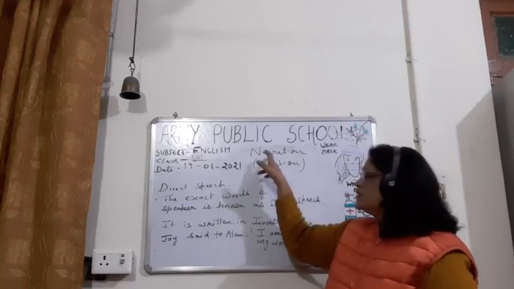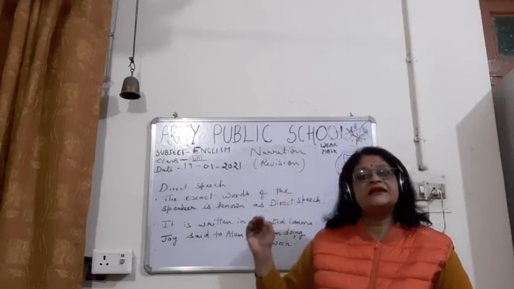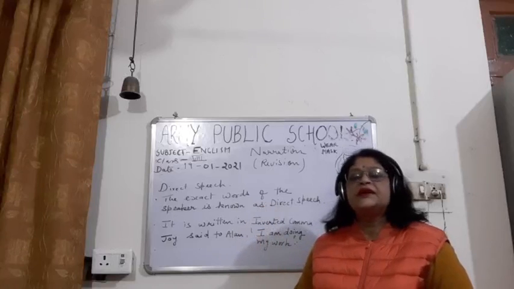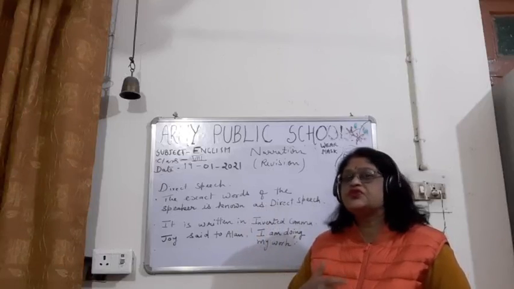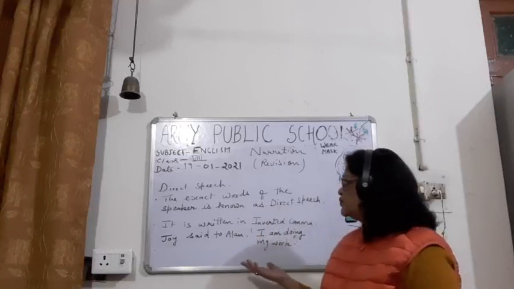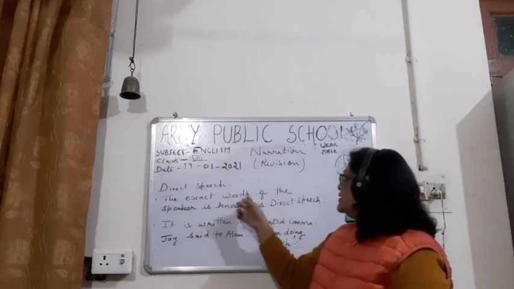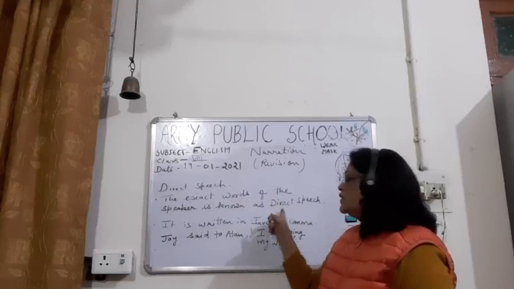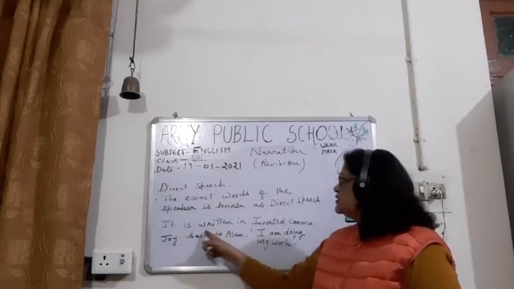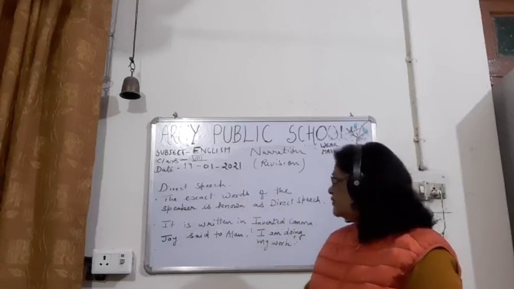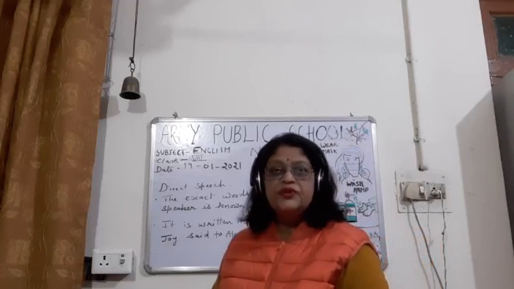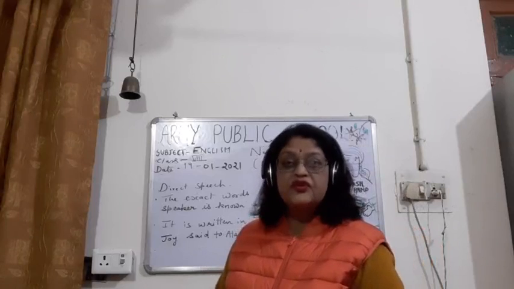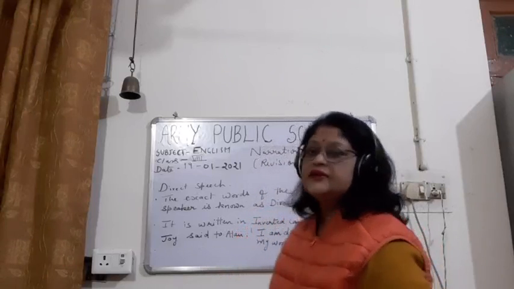Now, narration means direct and indirect speech both. Indirect speech also means reported speech. This you should know. So once again I revise this point. The exact words of the speaker are known as direct speech. It is written in inverted commas. For example, Joy said to Ellen, "I am doing my work." So "I am doing my work" is written in inverted commas, so it is direct speech.